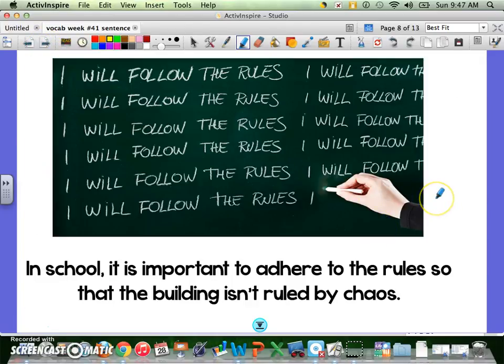You could also talk about adhering or sticking to rules, like in school. It's important to adhere to the rules so that the building isn't ruled by chaos. So we want to follow the rules, we want to be devoted to them, we want to stick to them.